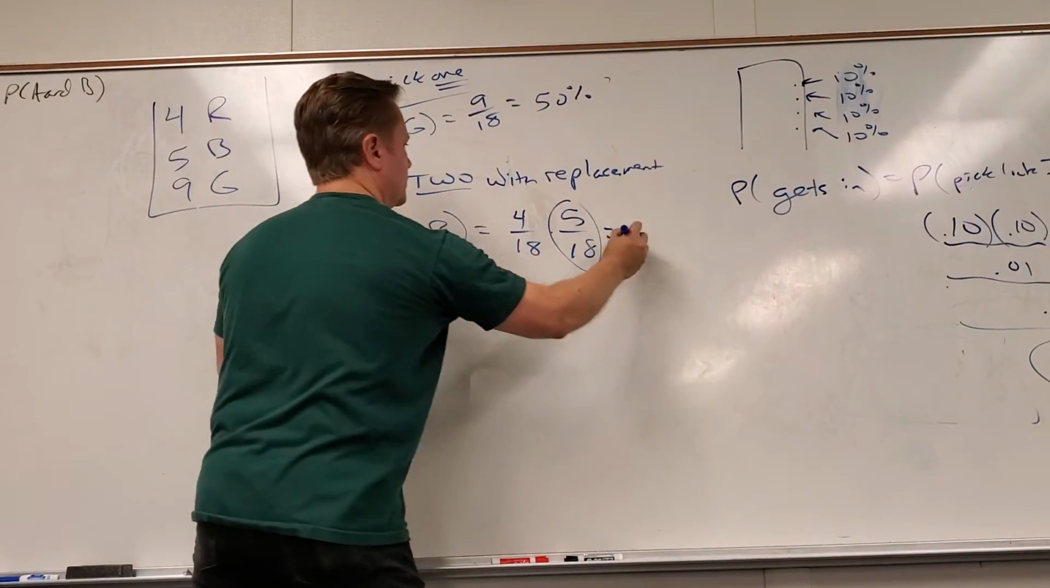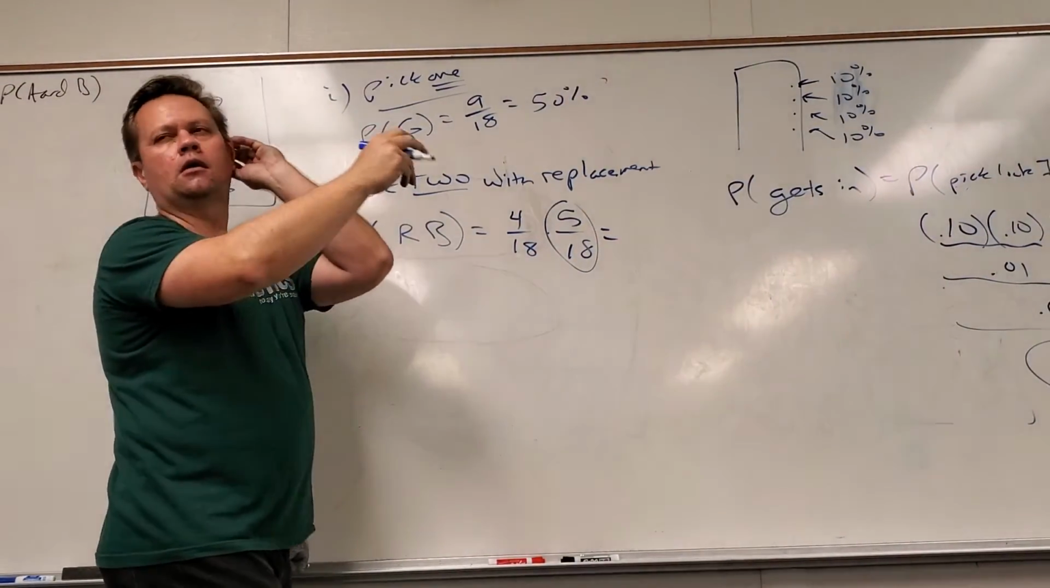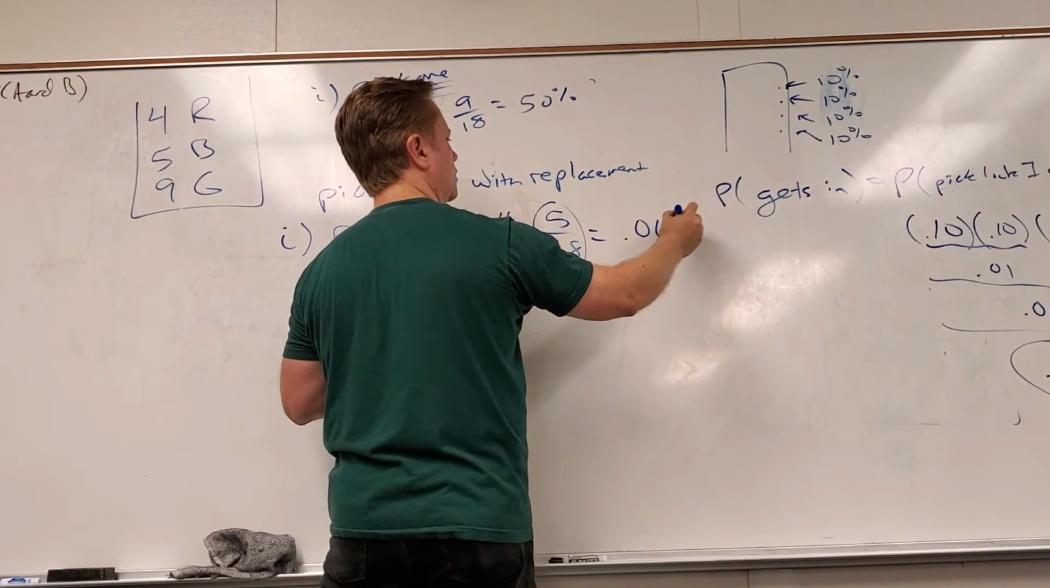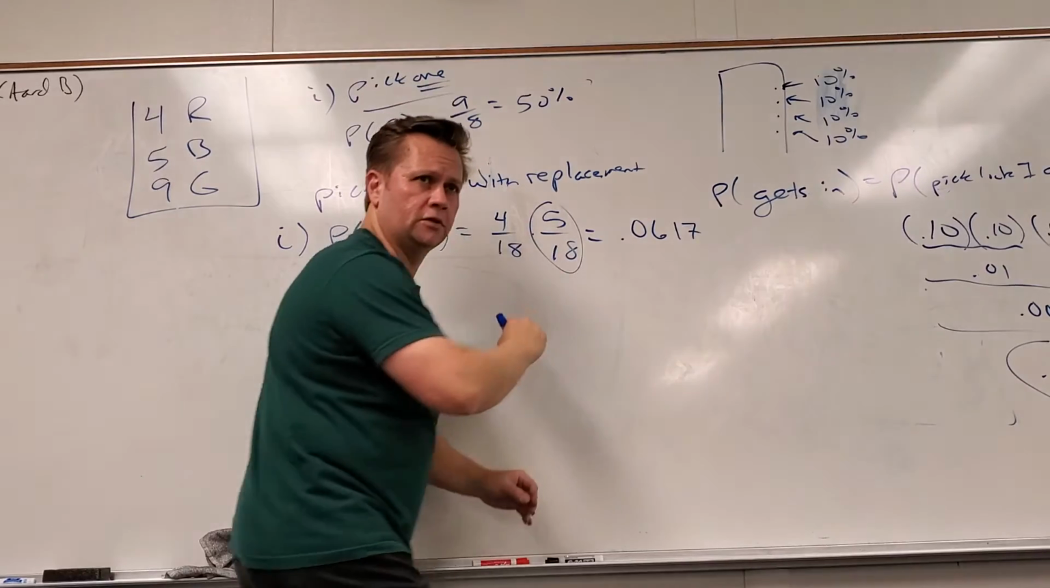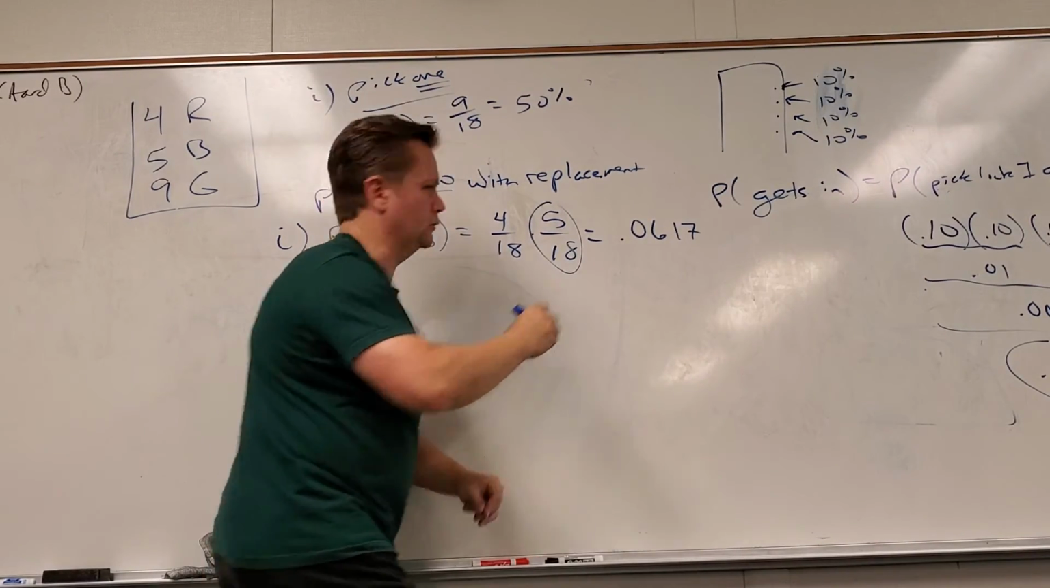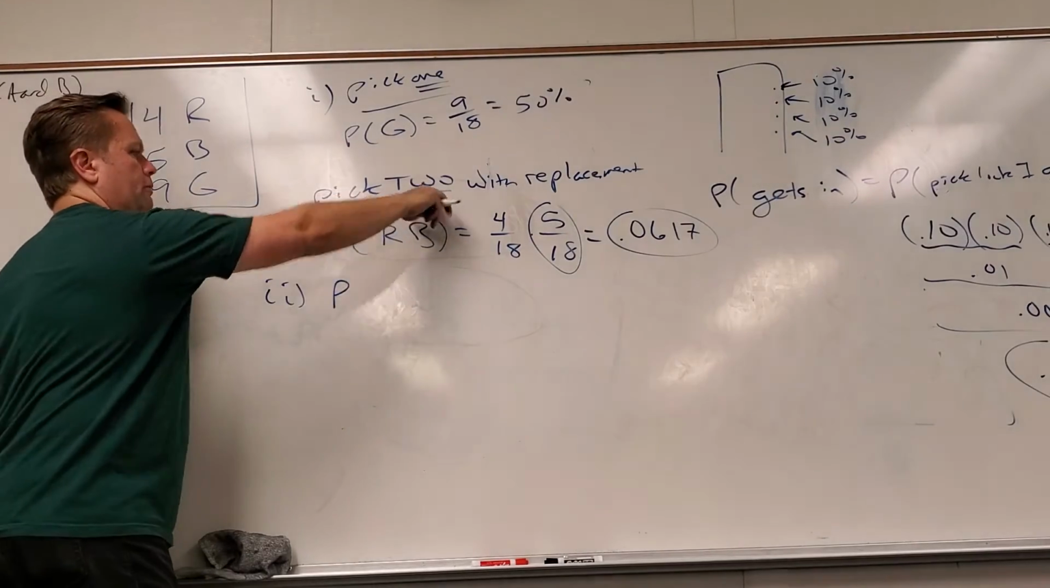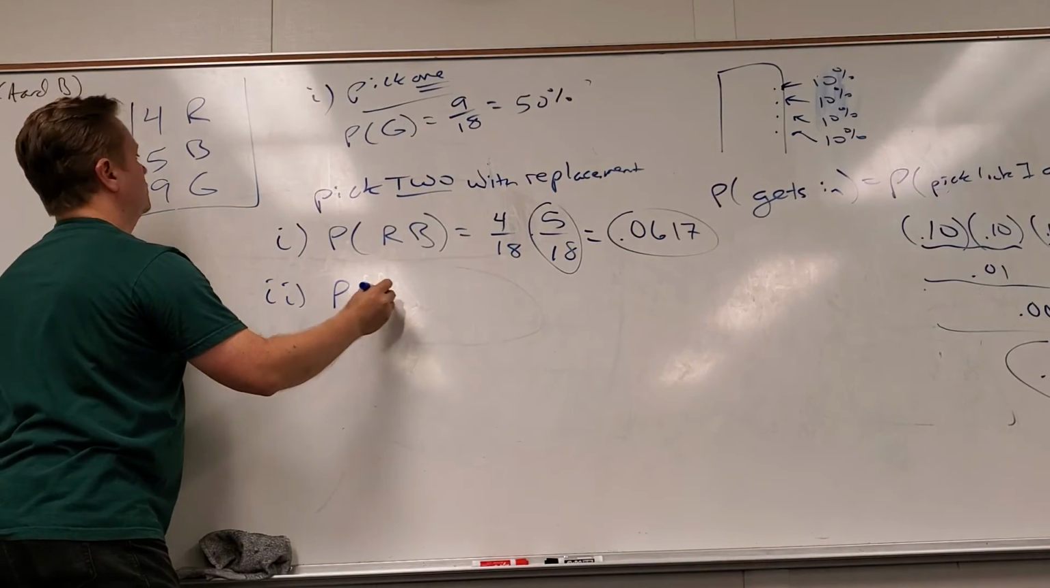And then what is this? Just point 0617. Gonna crowdsource that, okay. Let's do one more like this. Probability with replacement. Probability I get 2 reds.